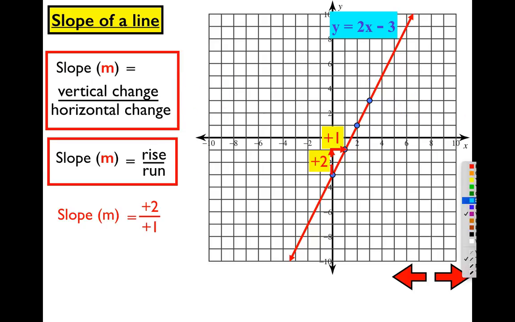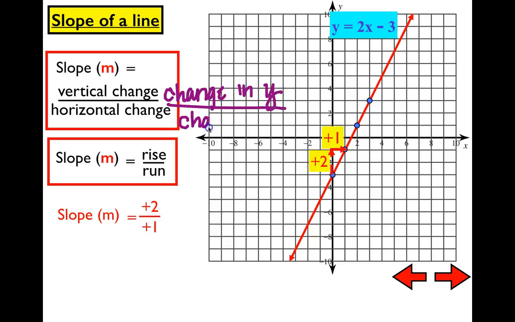So let's write that down real quick. The change in Y over the change in X. Okay, so all of these are different variations, but they mean the same thing. Vertical change over horizontal change is the same thing as change in Y over the change in X, and it's the same thing as rise over run.